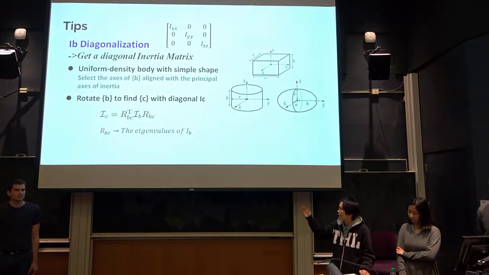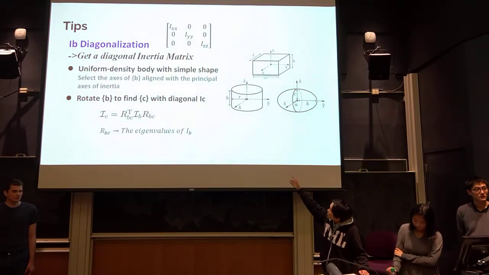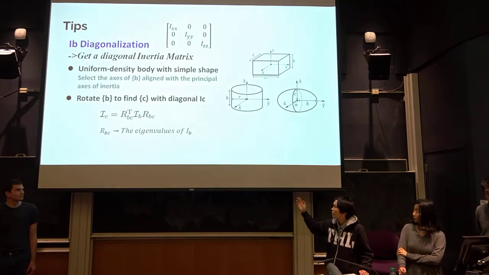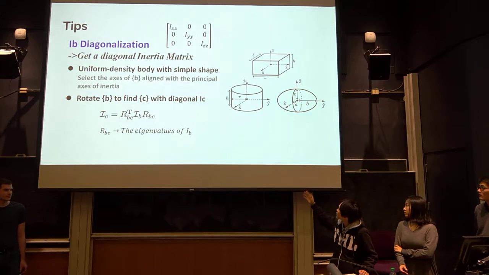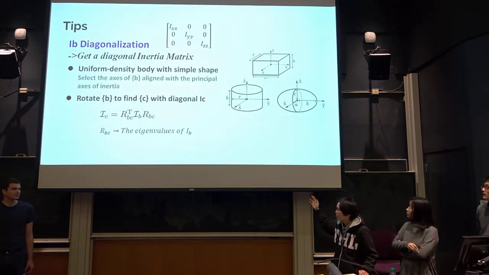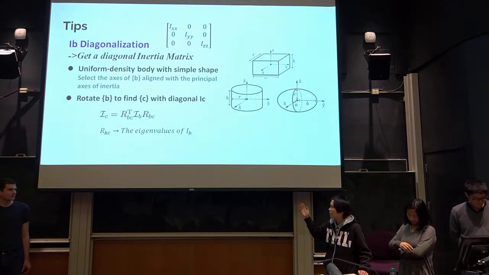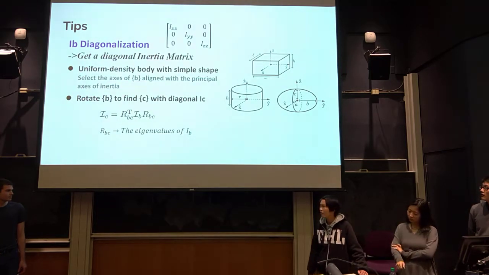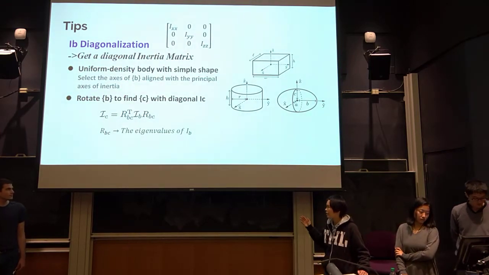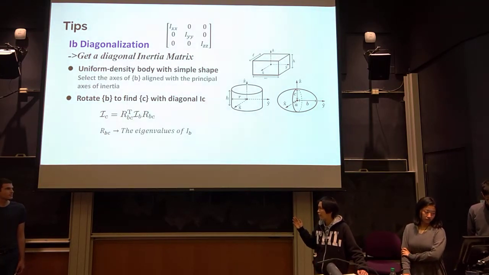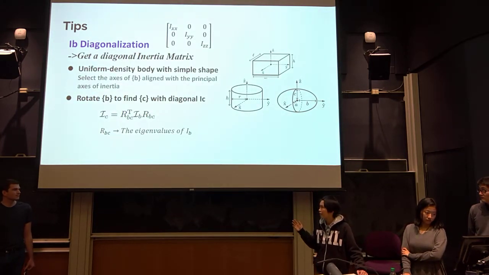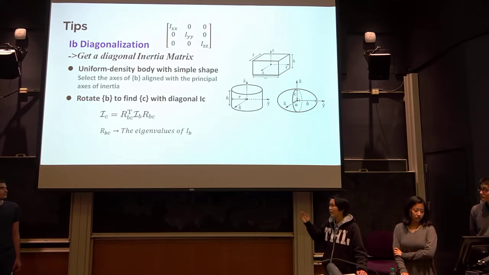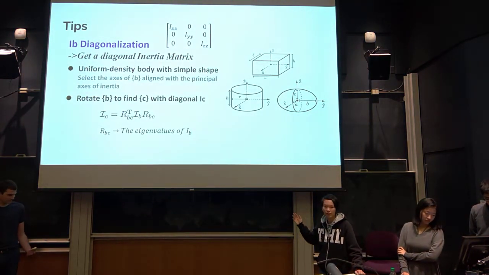For example, if we want to get a diagonal inertial matrix like this, where only the diagonal elements are non-zero, there are two methods. First, if the body is of uniform density and the shape is very simple, for example a cuboid, a cylinder, or an ellipsoid of high symmetry, we can directly select the axes of frame B to align with the principal axes of inertia, so that we directly get a diagonal IB. But if the rigid body is of complex shape, we cannot directly get the diagonal IB. It doesn't matter. There exists a frame C rotated from B such that the inertial matrix expressed in C is diagonal. The rotation matrix from B to C, RBC, corresponds to the eigenvectors of IB.